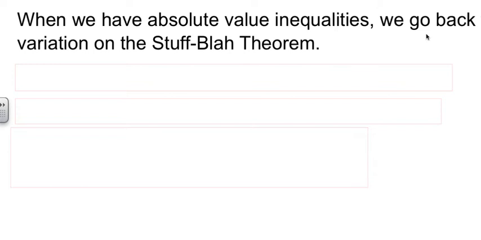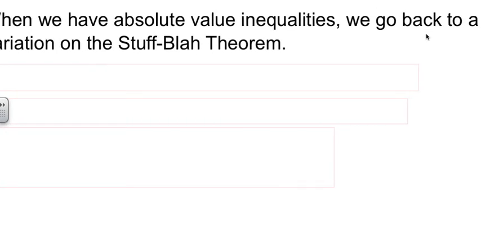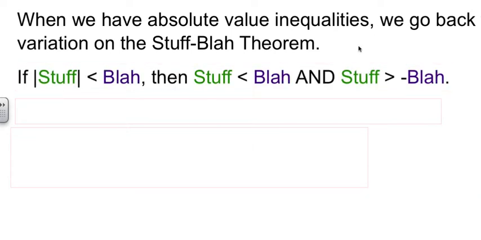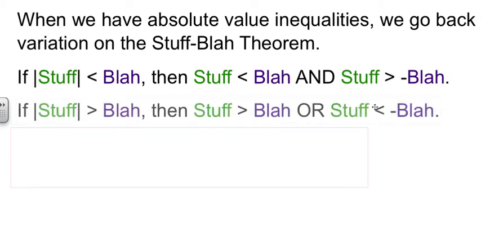When we have absolute value inequalities, those really are compound inequalities again. We have to go back to a variation on the Stuff-Blah theorem. Okay, remember, Stuff-Blah was stuff is equal to blah and stuff is equal to negative blah. In inequality form, if our sign is a less than, then it's stuff less than blah and stuff greater than negative blah. If our sign is greater than, then it's an or.